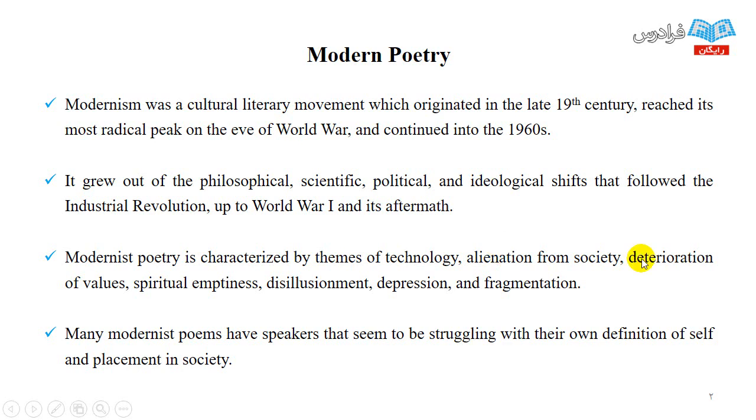Deterioration of values is one of the most important themes in modernist works. In the modern world, we can see the decline of the traditional values, culture, and norms. Some writers, such as T.S. Eliot, represent the spiritual emptiness of the lives of people. Disillusionment is the other theme in modern poetry.